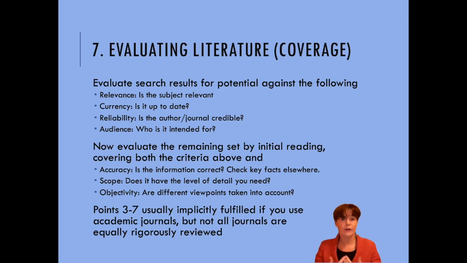And as you probably have already guessed, points 3 to 7, so reliability, audience, accuracy, scope, and objectivity, are usually implicitly fulfilled if you use academic journals, because we would all expect these factors to be present in academic journals, but be aware that not all journals are equally rigorously reviewed. So if you have lower quality journals, the standards might be much lower, and not all of these issues might have been systematically checked in the review process. So that's evaluating literature in terms of coverage.